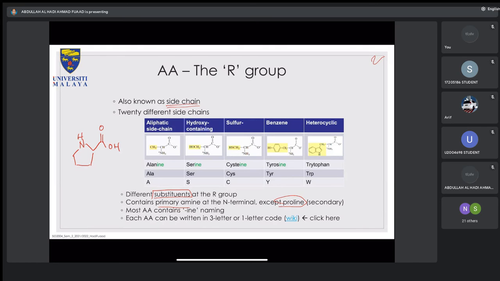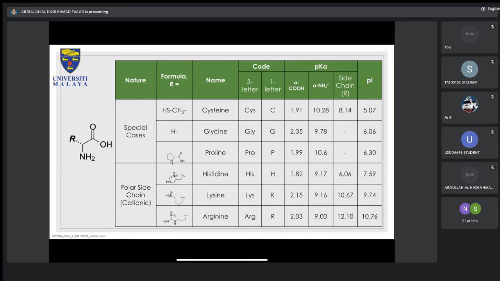Most amino acids contain "ine" in the naming: alanine, serine, cysteine, cytosine, but some do not, like tryptophan. Otherwise, I think all the other ones have "ine" at the end. Oh no, the acidic ones don't have "ine". Each amino acid, as I mentioned here, so I'm just going to skip that one.